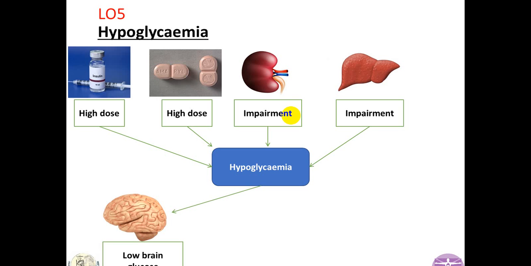Hypoglycemia is a very dangerous situation because the brain depends on glucose as the only source of energy. And if there is no glucose or low glucose in the brain, the patient will have symptoms of low glucose in the brain, which is confusion and sometimes even coma. And we call this neuroglycopenia, low glucose in the brain.